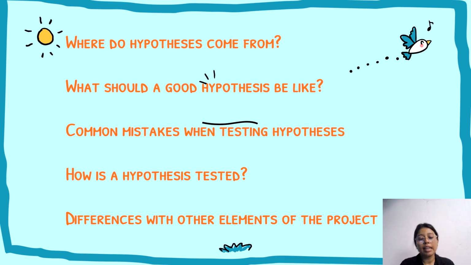Number 5. Difference with other elements of the project. Objective: what you want to achieve. Research question: what you want to know. Hypothesis: what you think will happen. Purpose statement: what you are doing to study.